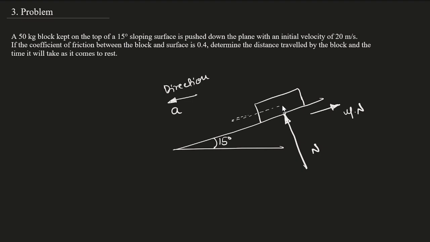So the weight of the body will be acting downward from the center. I'll draw the weight in this direction. So this is your W. Okay, so these are the forces acting on the body. If you see all the forces, we have one force, that is the weight, which is inclined with the axis of the block. So we have to find what the inclination is.